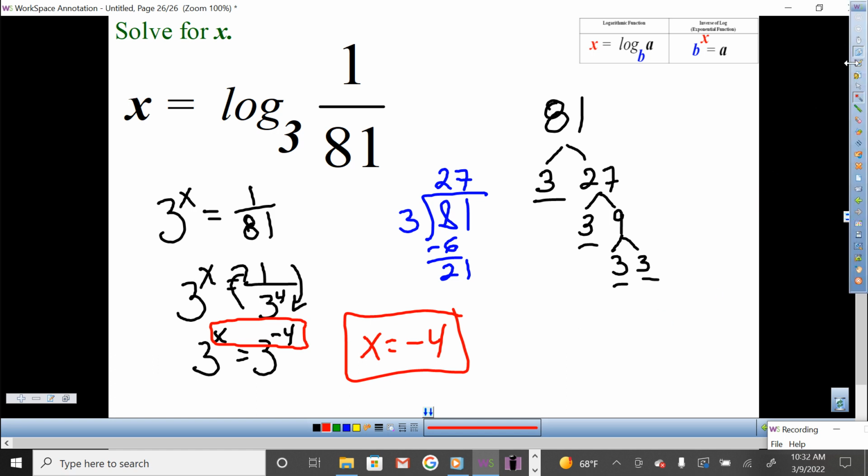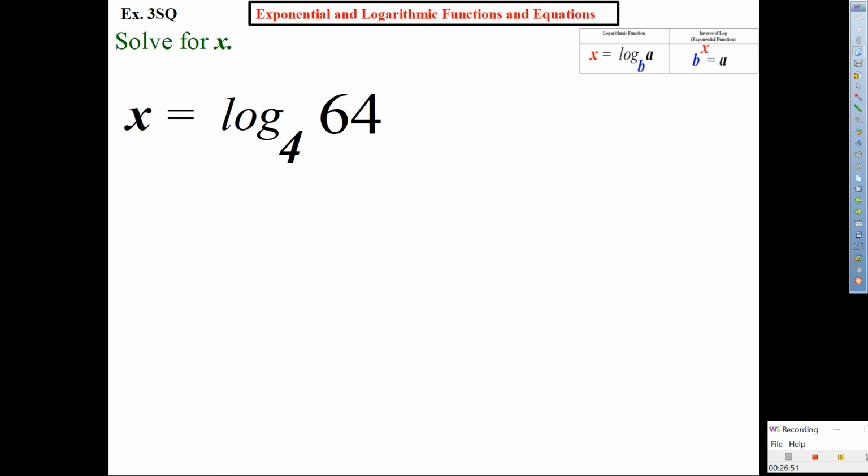Let's do another one. Example 3: x equals log base 4 of 64. Hopefully you can do this one all the way by yourself. Finish it off, please. I'll give you some time. Copy and go. All right, check with the neighbor, see what they got. Hopefully they got the same thing as you.